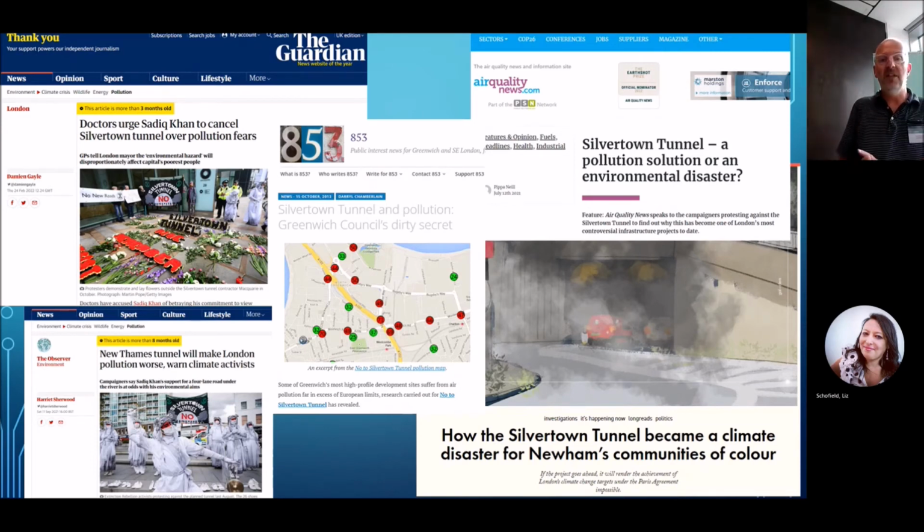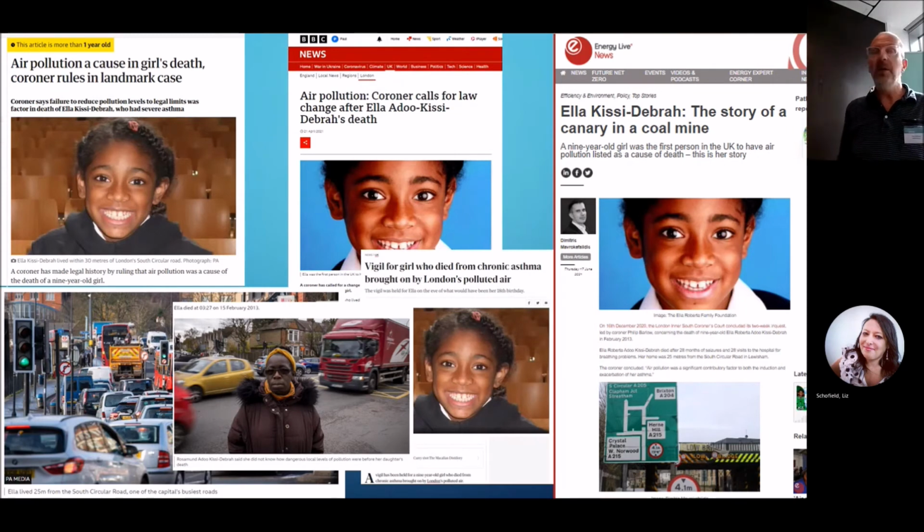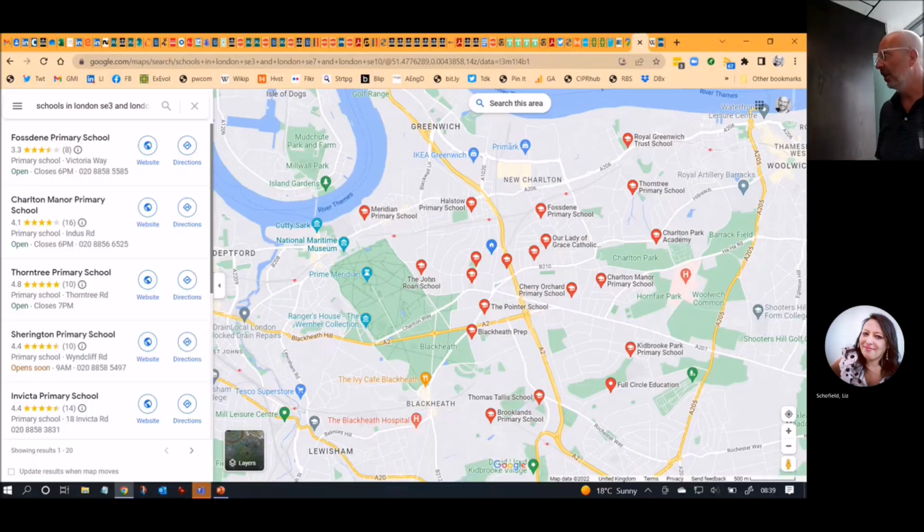Normally I like tunnels. I'm a fan of tunnels, but when you read about people dying because of poor air quality, this was Ella Roberta Adoo-Kissi-Debrah, who died, and the coroner identified air pollution as the reason for her death. And she lived 25 yards from the South Circular. That's the South Circular. She lived just down here.